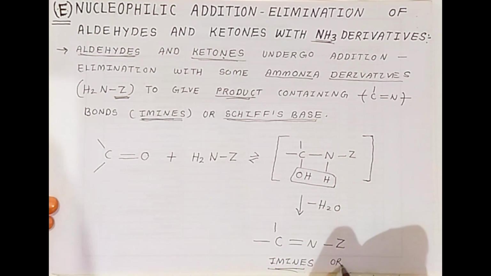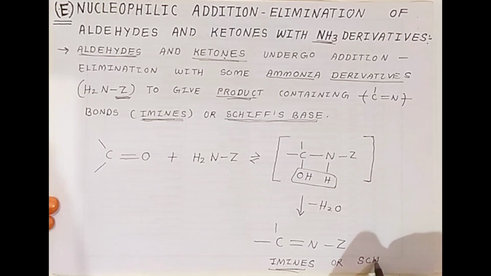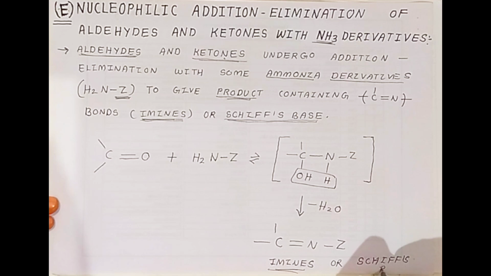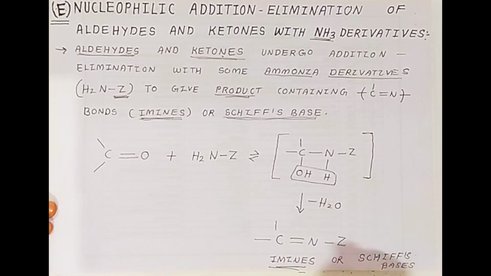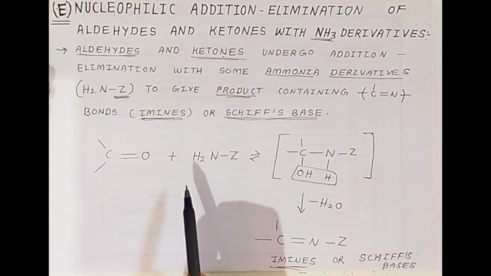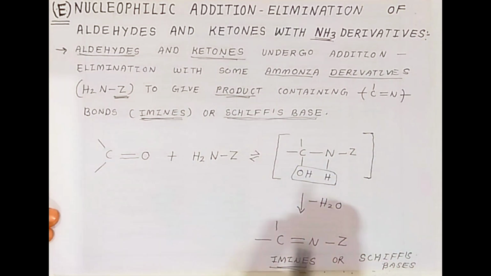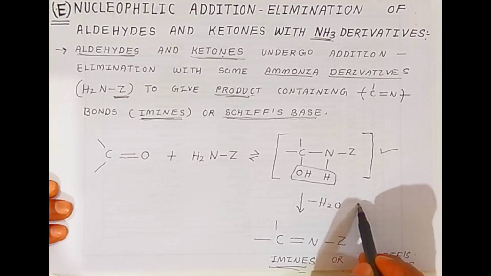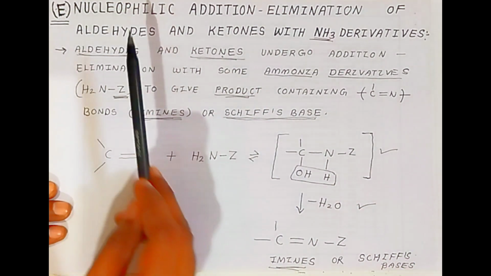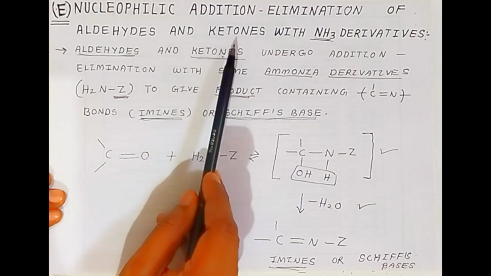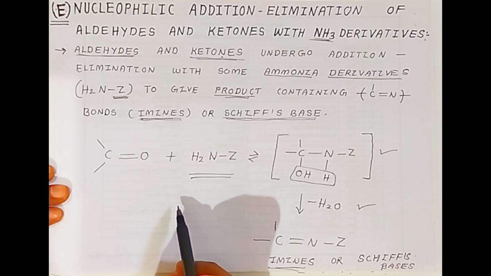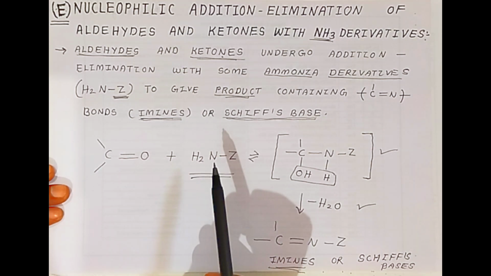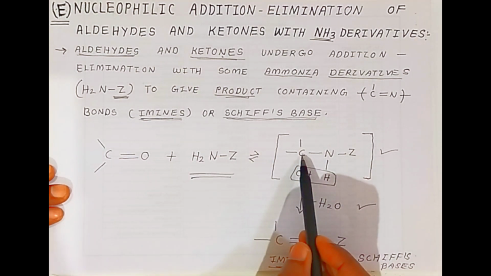This is nothing but Schiff bases. So this is the Schiff base, students. This is all about the addition and elimination. Here it is added and here it is eliminated. That is why it is called nucleophilic addition-elimination of aldehydes and ketones with ammonia derivatives. This is the ammonia derivative, and this is the nucleophile.